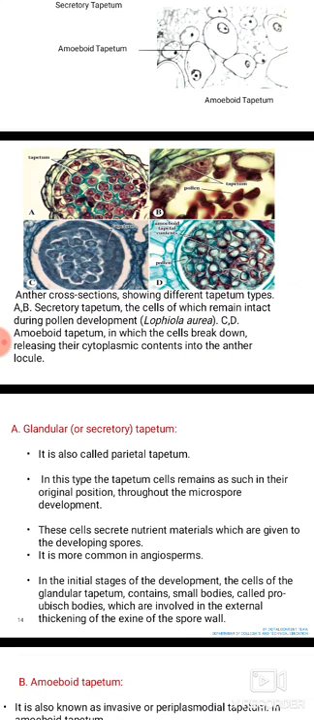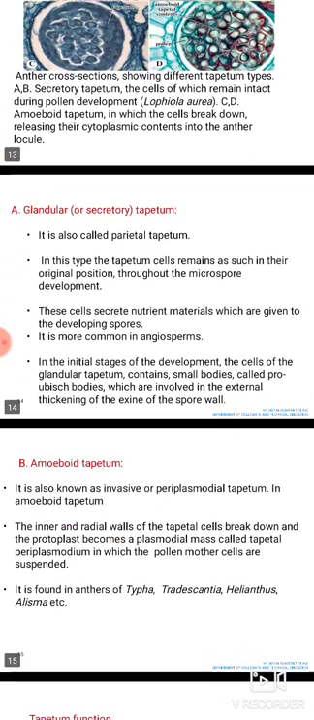In the initial stages of development, the cells of the glandular tapetum contain small bodies called proubisch bodies, which are involved in external thickening of the exine of the spore wall. Amoeboid tapetum. It is also known as invasive or periplasmodial tapetum.